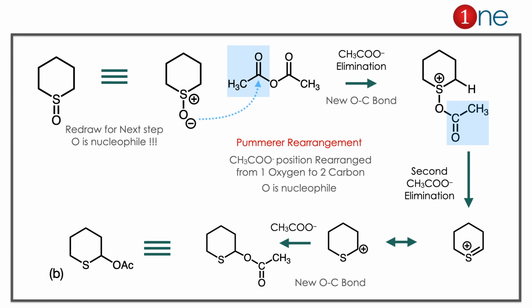So what is important here? It's a Pummerer rearrangement, because the CH3COO is attached on one position, it converted into the second position, and very importantly oxygen is a nucleophile in the first step. Here you have to learn two important things. One is Pummerer rearrangement. It is switching of the acetate group from O to the second carbon. Second thing is you have to know the acetate is a stabilized system. It can be removed easily. So it's a very good leaving group.